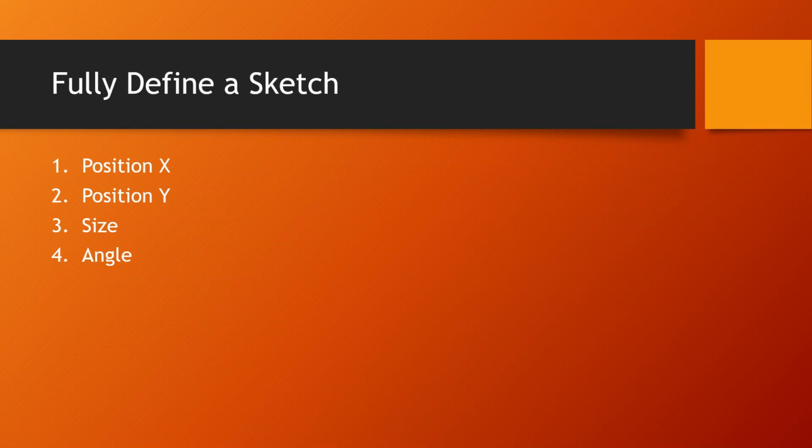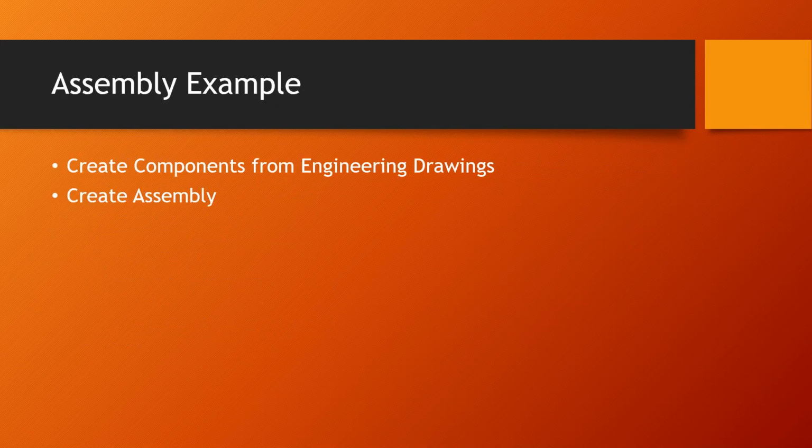So your position X, position Y, size and angle, that should be fairly consistent in the class by now, so everyone should be comfortable with those. And then finally, here's where the little curveball is going to kick in. So you're going to actually create components this time. Instead of me giving you sketches, I'm going to actually give you engineering drawings created based on those particular components. So you're going to get a list of engineering drawings.